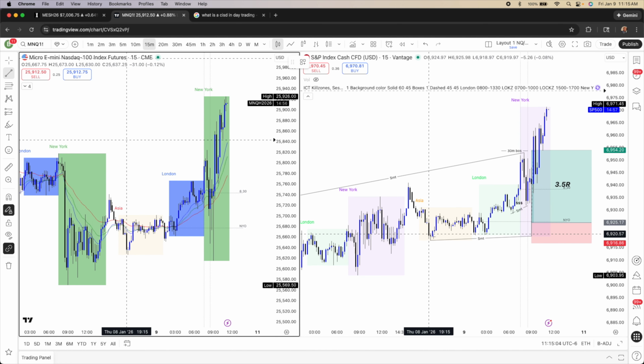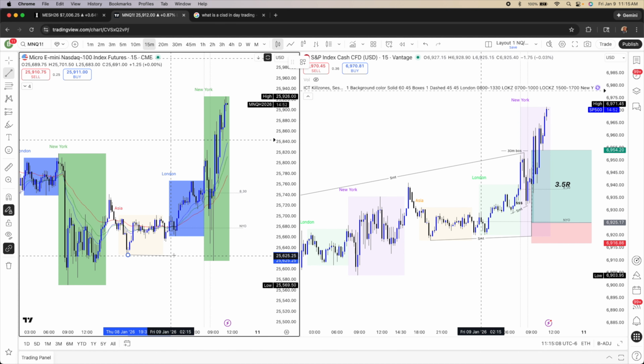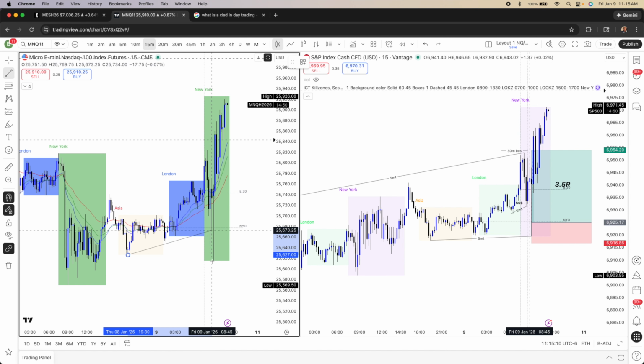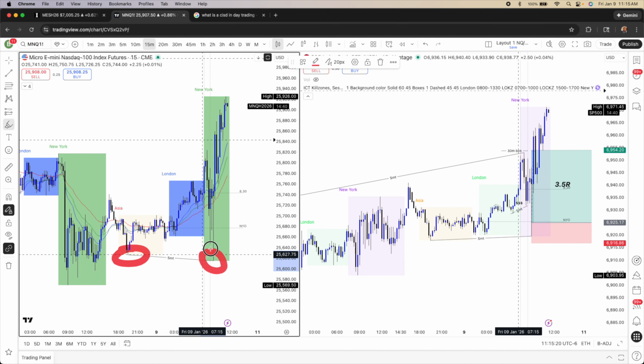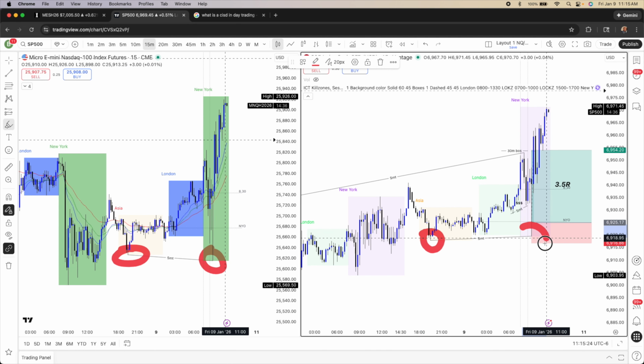Okay. So right here is a SMT. Boom. I think, was it right here? So this was the major SMT that happened today that I took the trade setup off of. Now you can see that this is a low and then a lower low, and this made a low and a higher low.